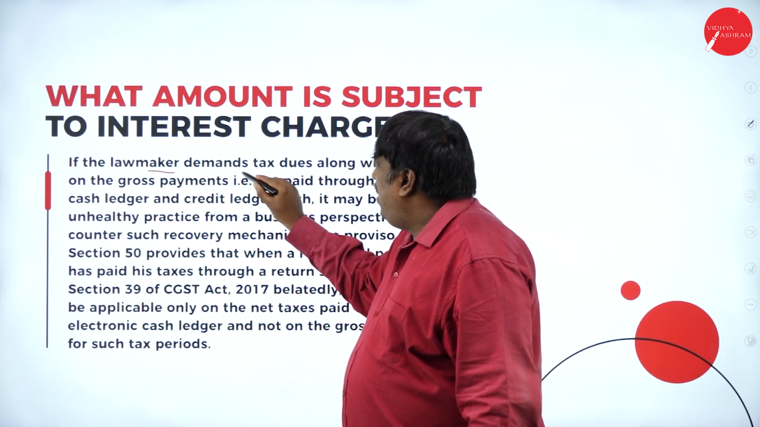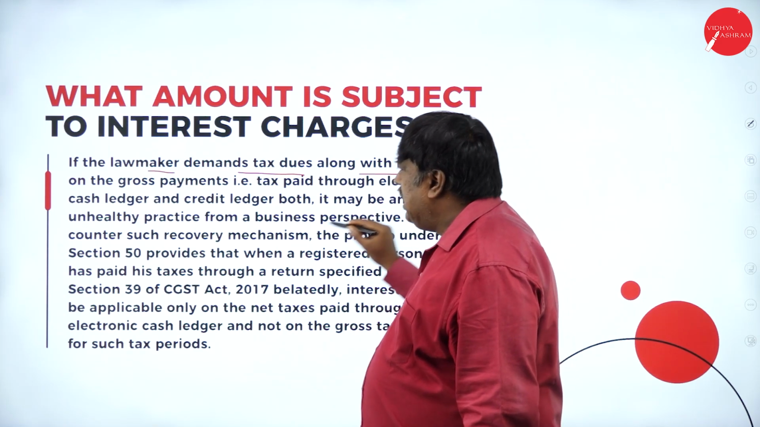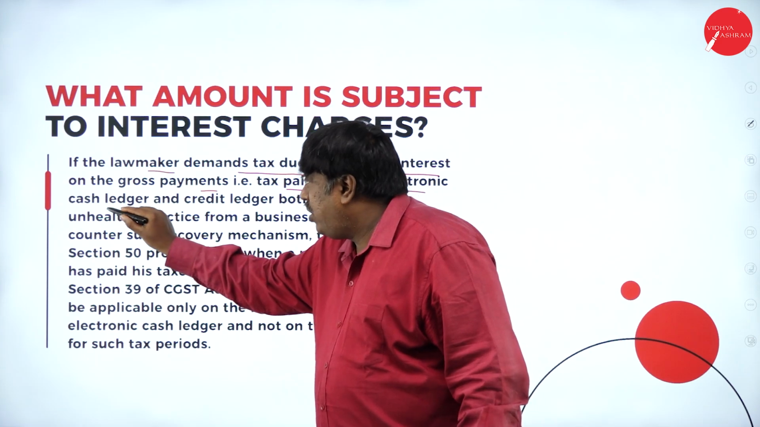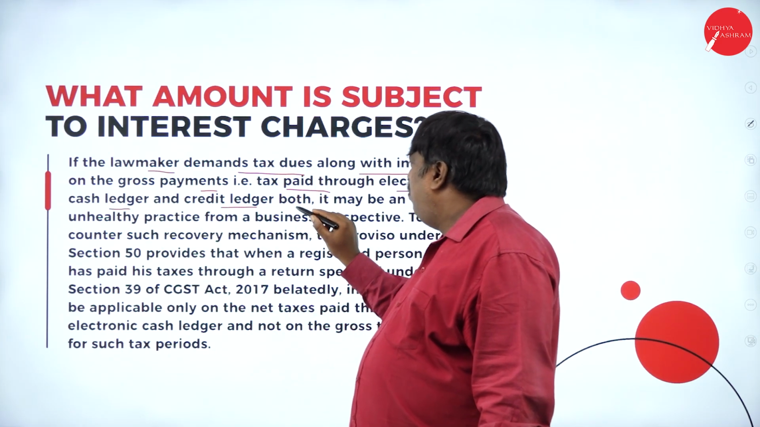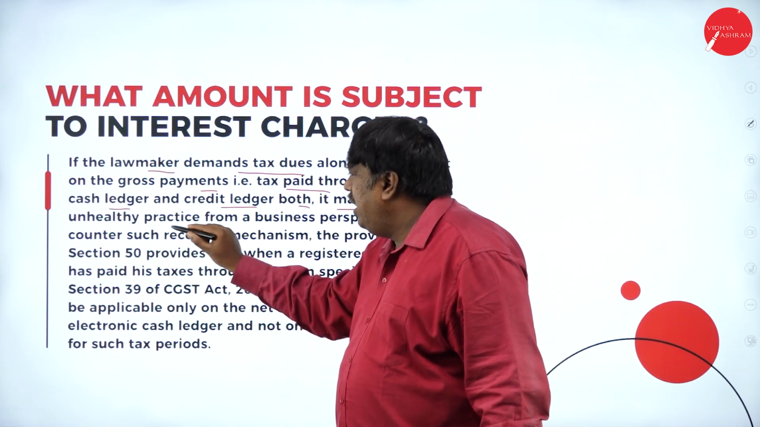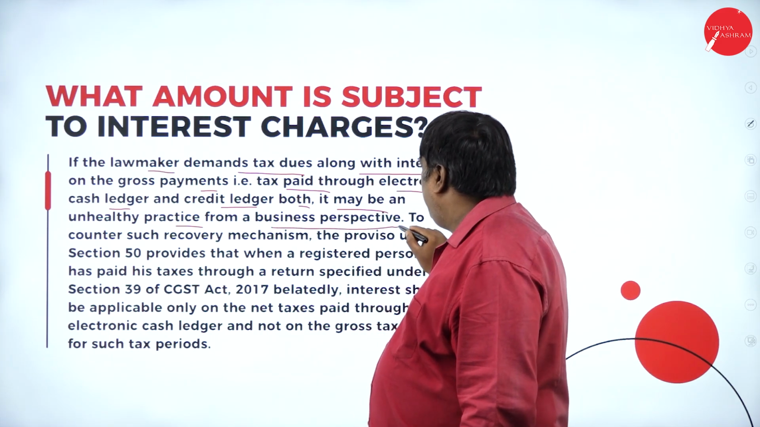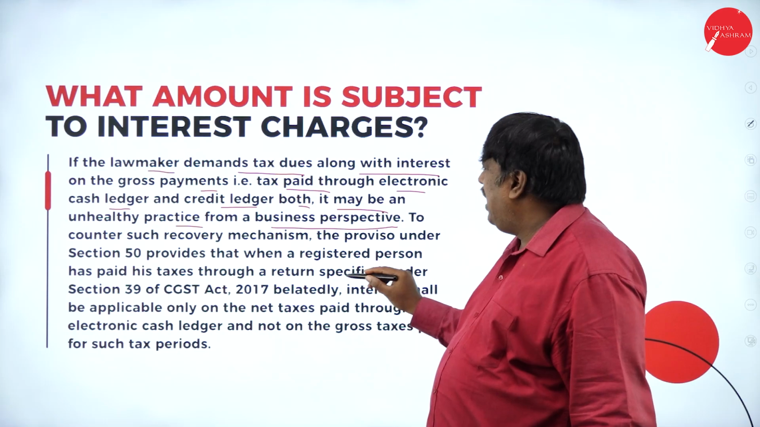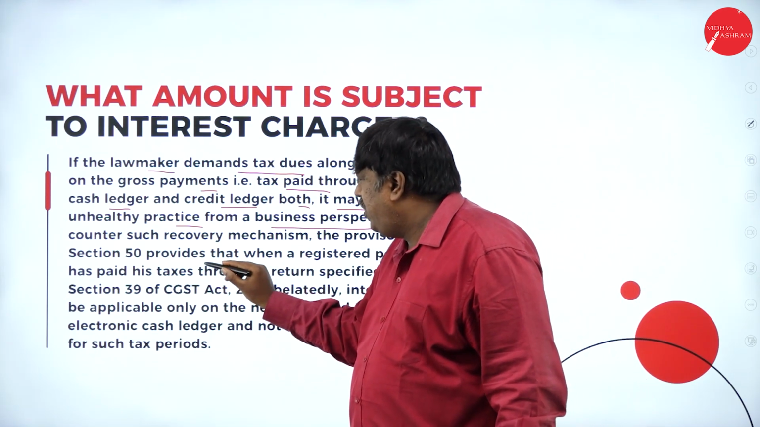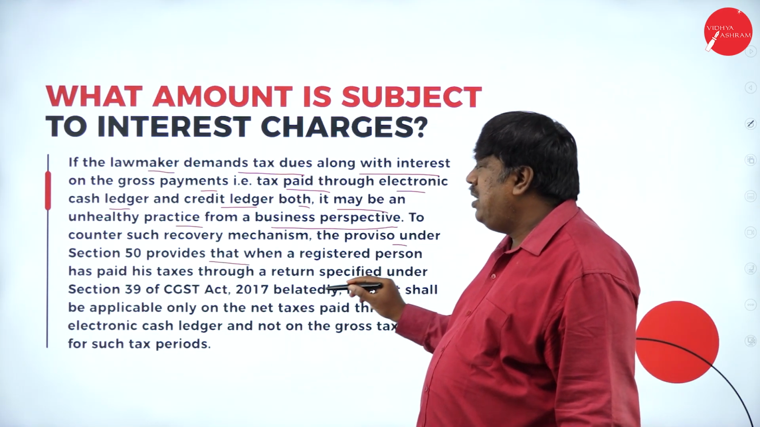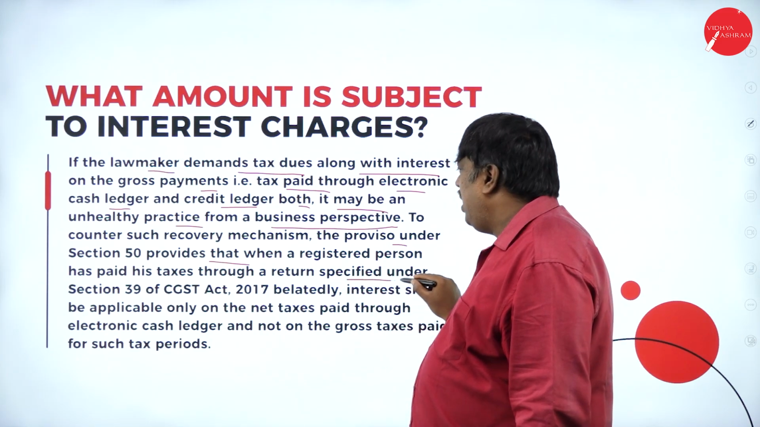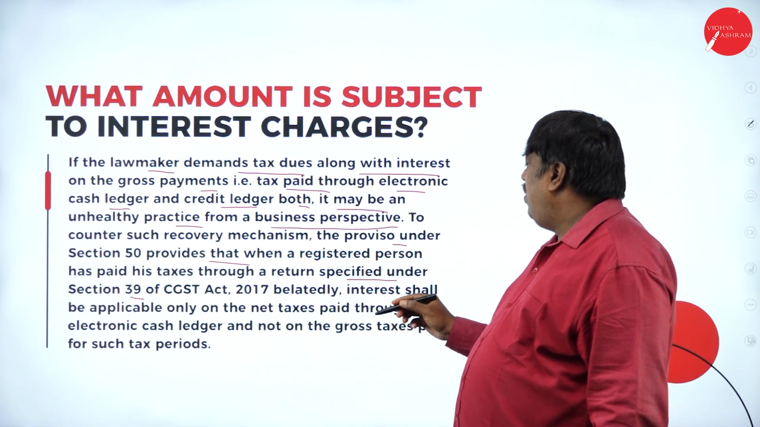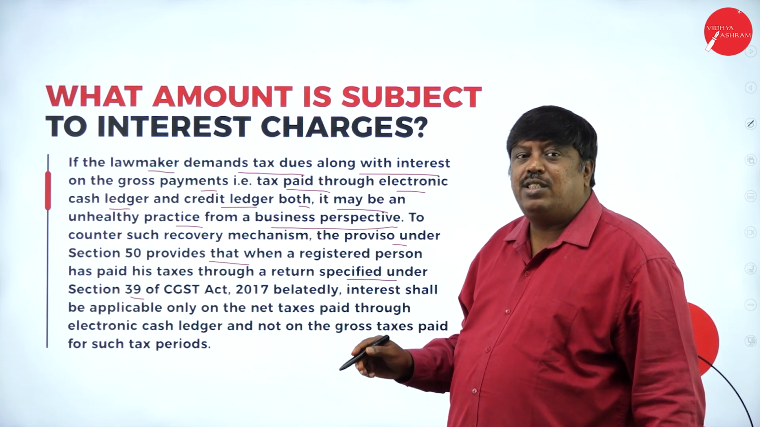If the lawmaker demands tax dues along with the interest on the gross payment, that is, tax paid through the electronic cash ledger and credit ledger both, it may be an unhealthy practice from a business's perspective. To counter such a recovery mechanism, the provision under Section 50 provides that when a registered person has paid the taxes through the return specified under Section 39, on the difference amount, whatever we have here, he has to pay the tax.